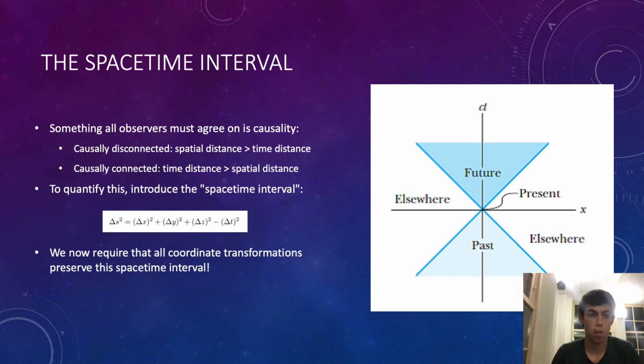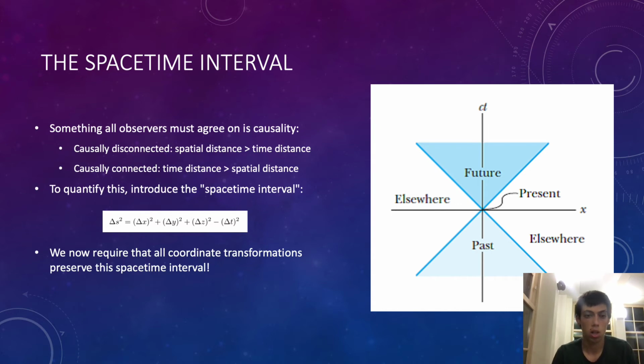Now, something all observers must agree on, regardless of reference frame, is causality. Can two events influence one another? So, for example, we can have the intuitive idea that what we do right here and now can't influence what's happening in another galaxy, because that galaxy is just too far away for us to be influencing right now. So events can be causally disconnected if the spatial distance is greater than the time distance. On the other hand, they can be causally connected if the time distance is greater than the spatial distance. Given enough time, whatever we do right now will influence what happens in another galaxy.